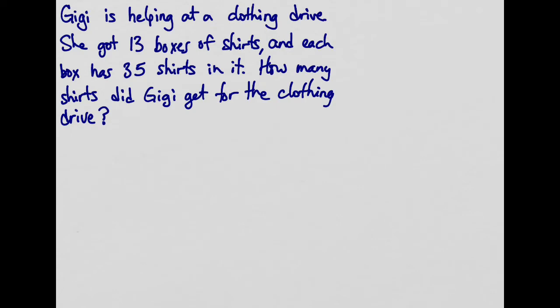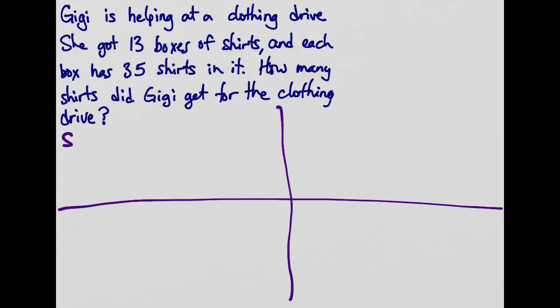So here's a new problem, and we're going to use the SCATE strategy. So to get ready, I'm going to draw my 4 box, and I'm going to label SCATE. Here we go. Gigi is helping out at a clothing drive. She got 13 boxes of shirts, and each box has 35 shirts in it. How many shirts did Gigi get for the clothing drive?